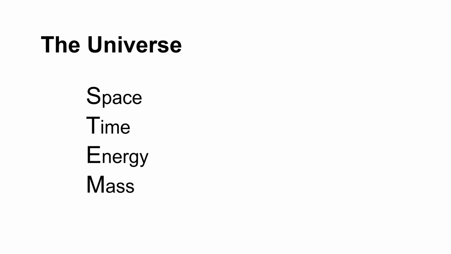The universe comes into existence at the Big Bang. The universe is composed of four things: space, time, energy, and mass. As we go through the process of defining our engineering terms, we'll see that all our terms will be derived from these four fundamental properties. The first property is space.